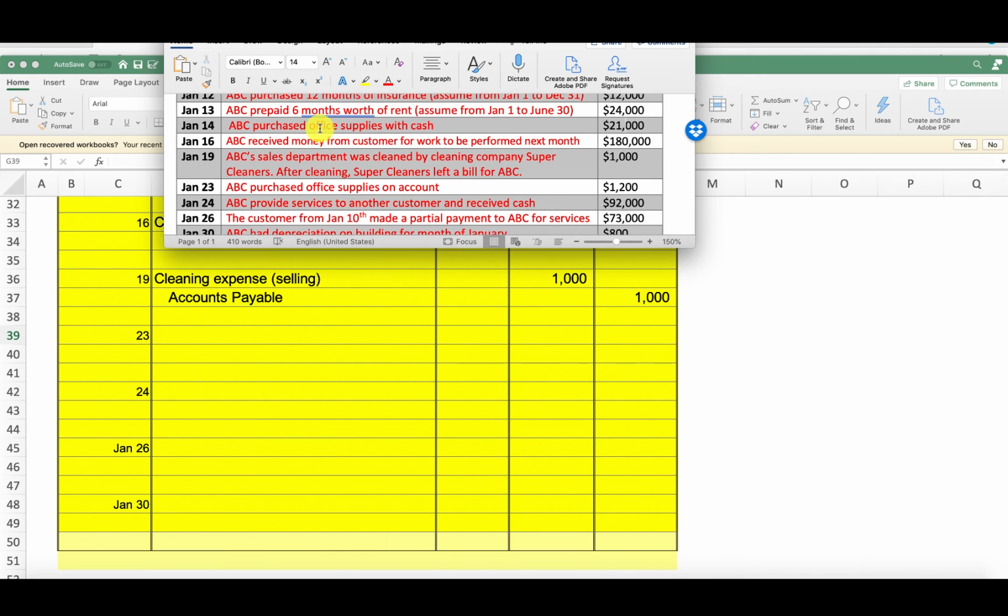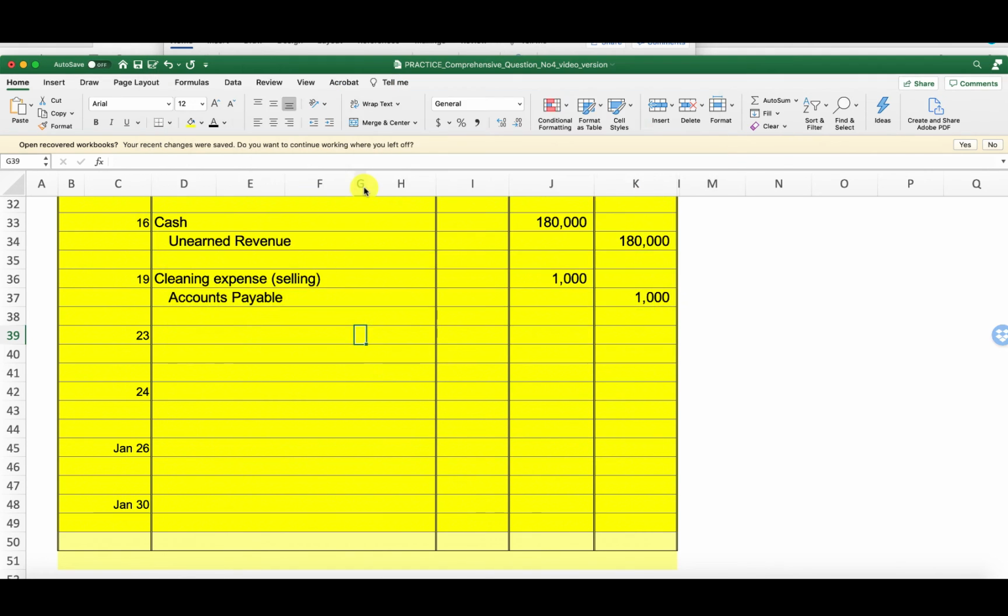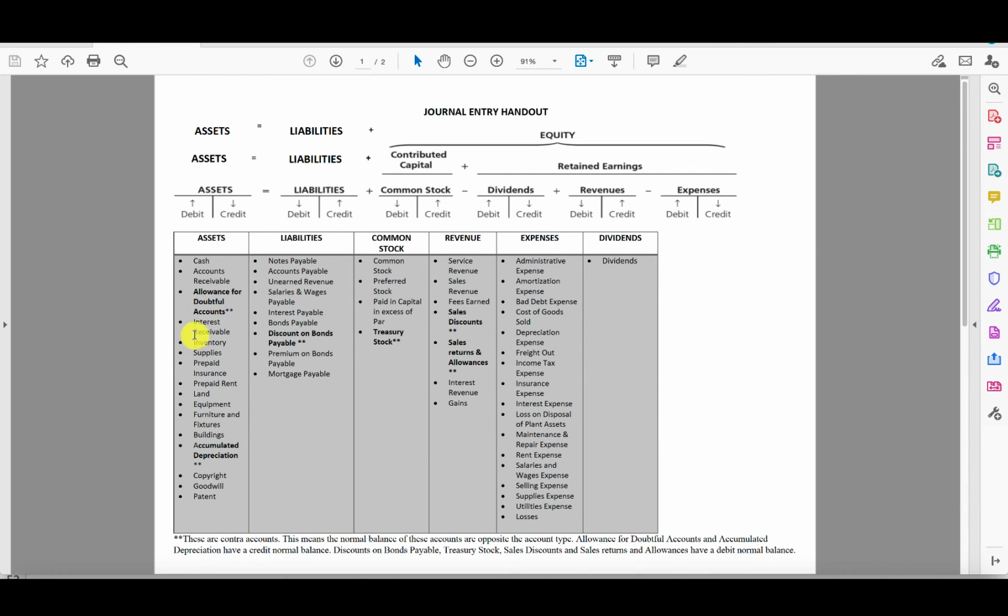All right, the next one. ABC purchased office supplies on account for $1,200. So what am I receiving? I'm receiving supplies. That's an asset, okay? Supplies is an asset and it's on account. On account just means on credit. It means there's no money that was exchanged.